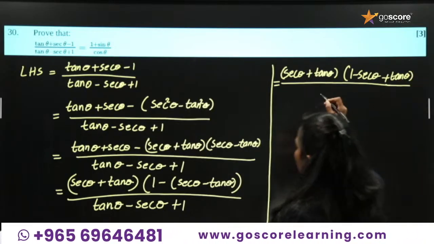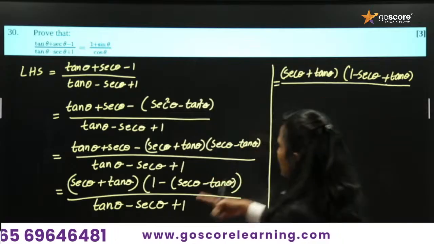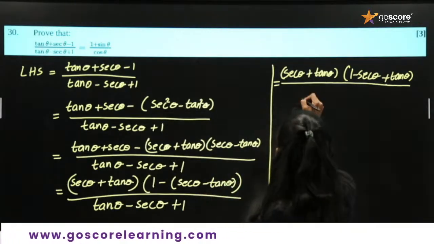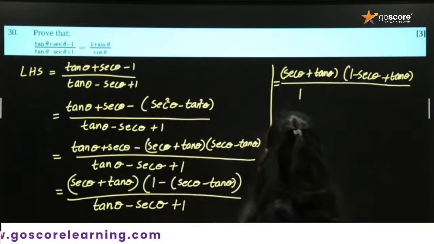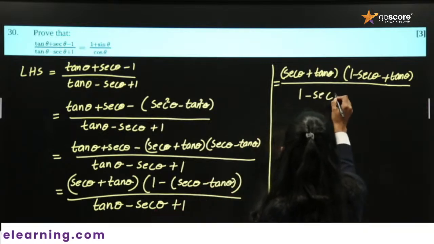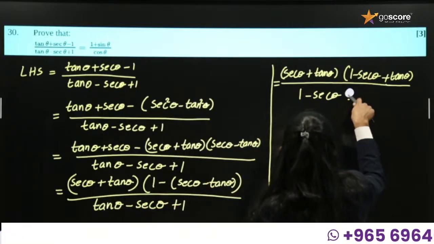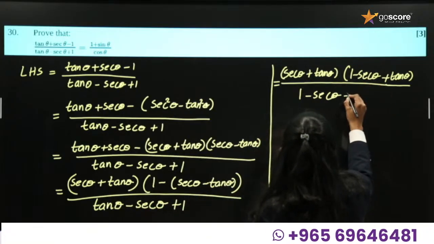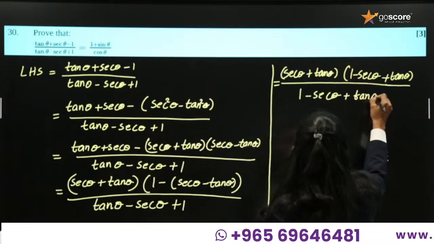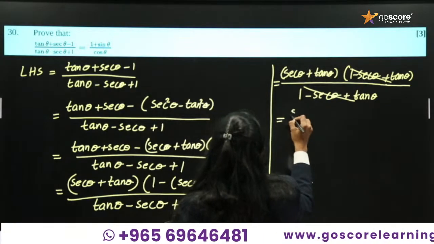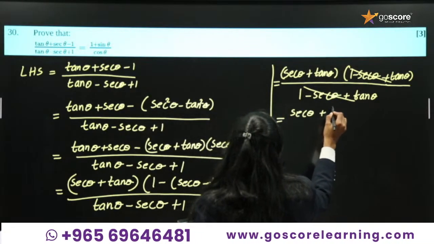Okay, and divided by, I am going to rearrange it according to the numerator. So positive 1 and then sec is negative, so minus sec theta, then plus tan theta. So I rearranged it. Otherwise you can rearrange the numerator in the next step. Okay, tan theta. So I can cancel these two. So it will be equal to sec theta plus tan theta.